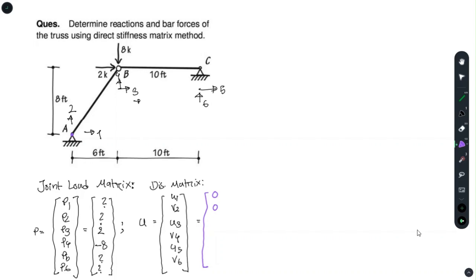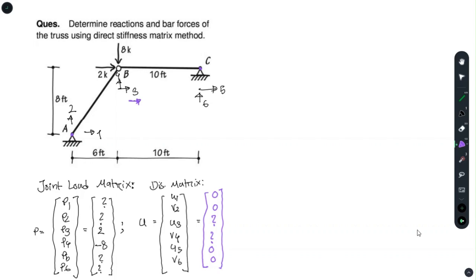And for U3, it can actually move horizontally, because there is no support there, so we don't know the value of that, so U3 is unknown. At joint B it can move vertically, it can go a bit downward or a bit upward. Since there is no restraint there, we don't know that as well. At joint C it cannot move horizontally, it cannot move vertically, so these values will be 0.